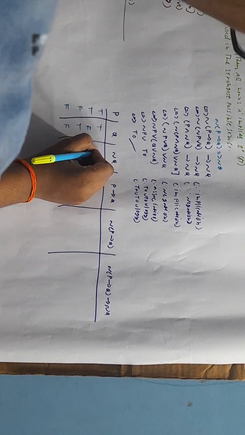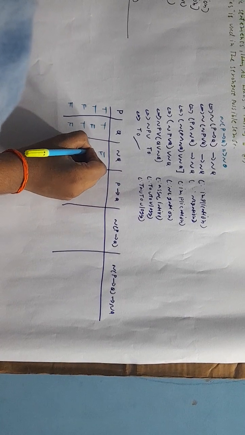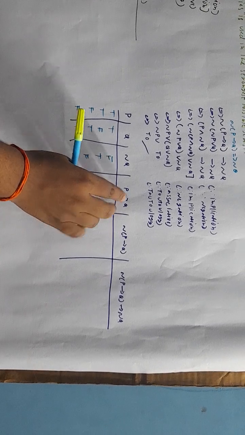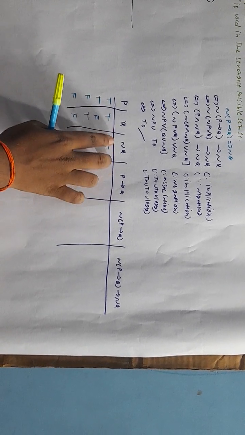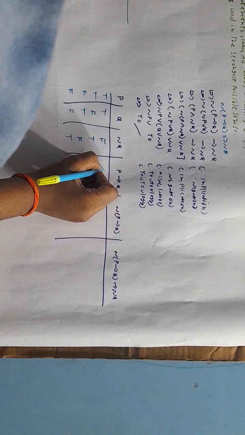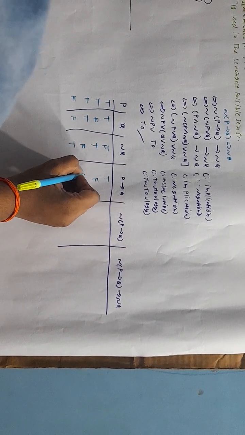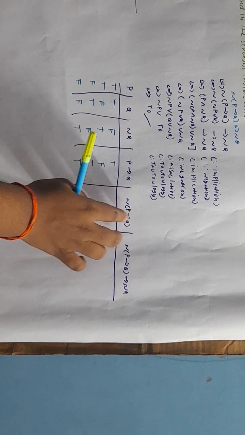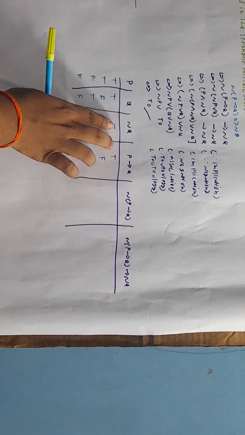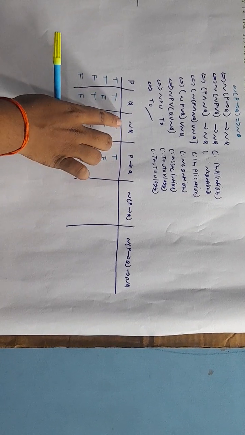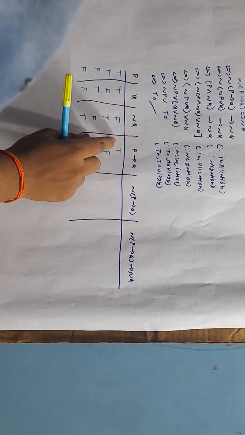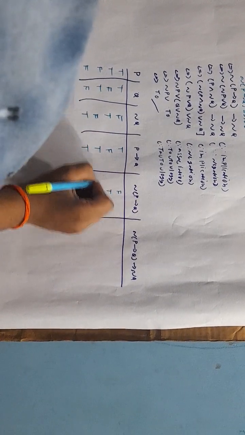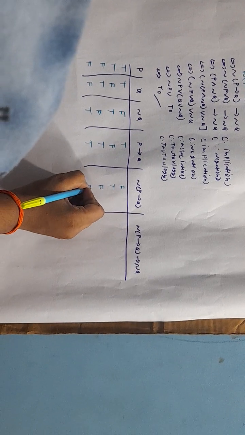True, true, false. True, false, true. False, true, false. False, false, true. Greater than Q: true, true, true. True, false, false. False, true, true. False, false, true. Negation of P greater than Q. Let us take P greater than Q and negation of Q: false, true, false. True, false, true. False, true, false. True, true, false.